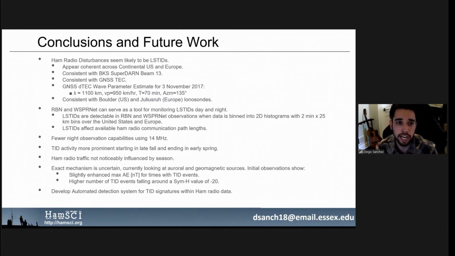And the exact mechanism is still uncertain. But I did initially find enhanced max AE values for TID events and lower SYM-H values for the TID events. And for future work, I'm currently trying to find or develop an automated detection system for these TIDs. Currently, I would have to go through them manually to find these events. Thank you.